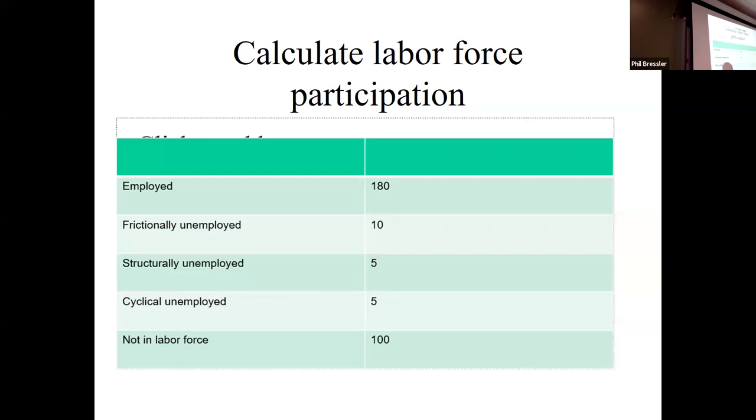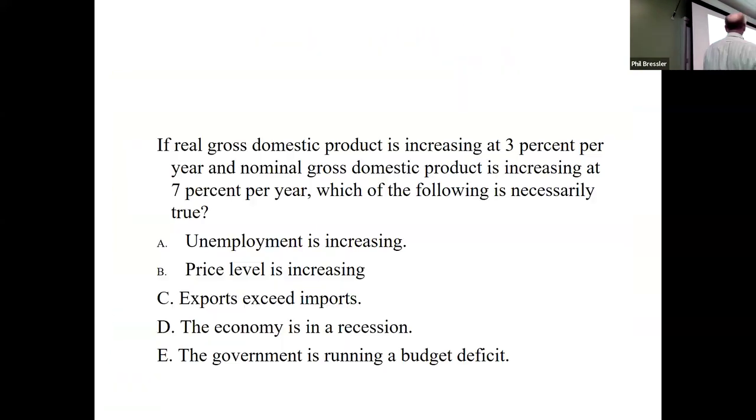All right. Without calculating, you're on exit. So yeah, let's see what it says. All right, what percent do we got? 67? All right. So labor force participation is labor force over total population. So the labor force is 180, 190, 200, over 300. All right, last one.